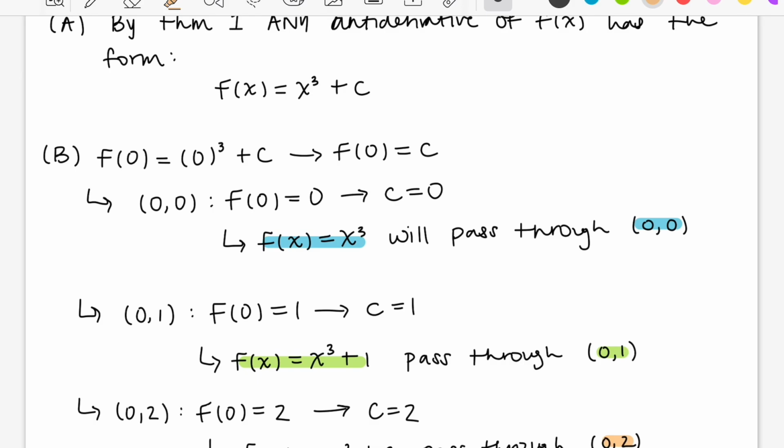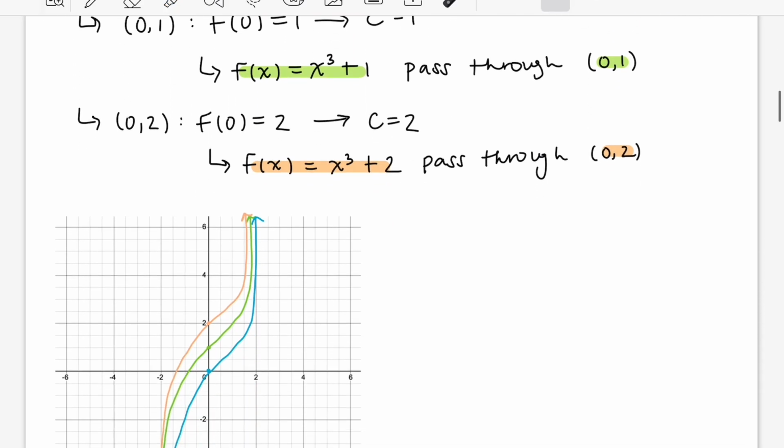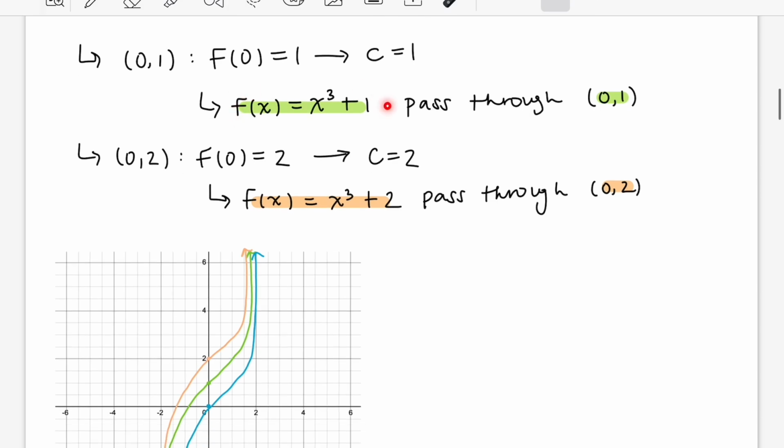All right, so what we have is the cubic function here. And as you can see, I've already graphed these. This is the cubic function that's passing through our origin, which is passing through this point. In this case, this is our cubic function, this green curve that passes through the point (0, 1). And in this case, we have the cubic function that passes through the point (0, 2).